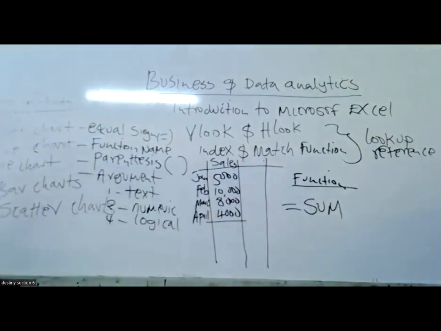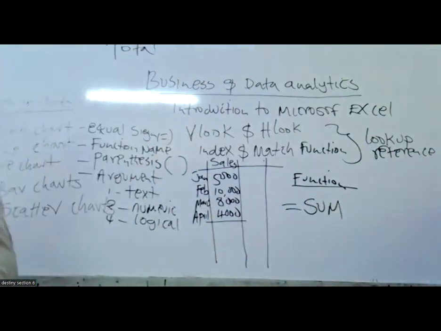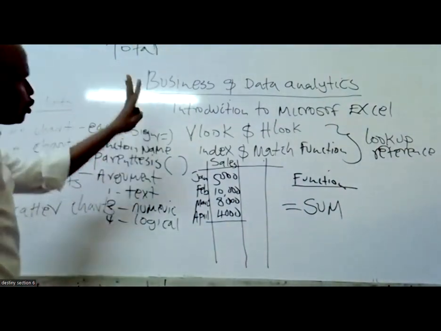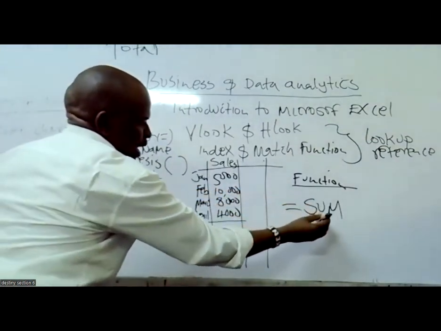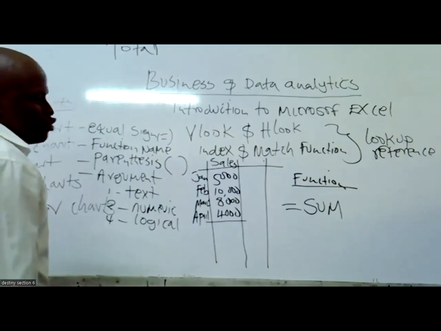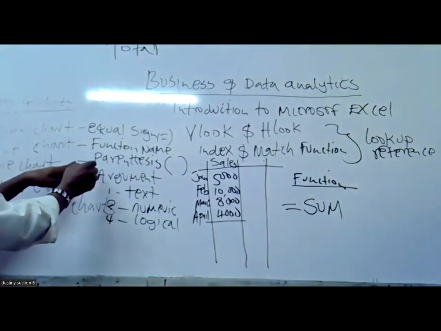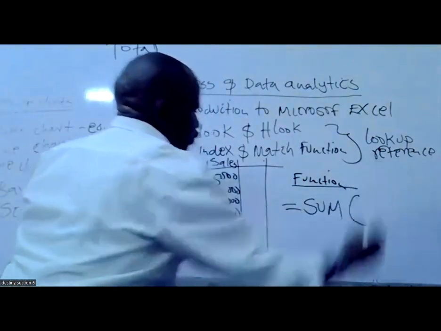For the function name, it is not total. We don't have any function called total. If it is the grand total, the function recognized by Excel is SUM. That is the sum. And then the next thing is the parentheses. So I need to open a bracket.